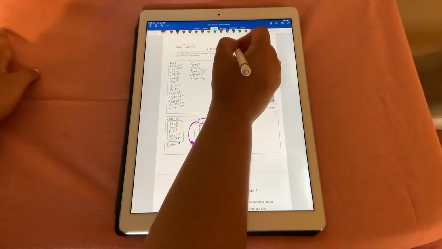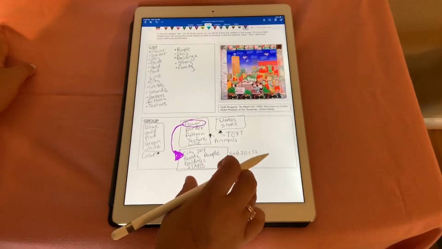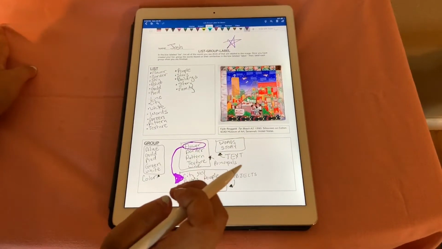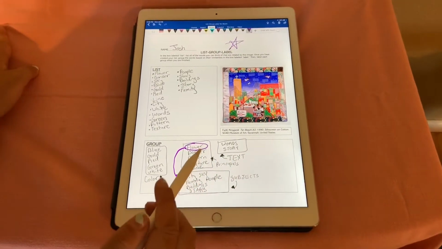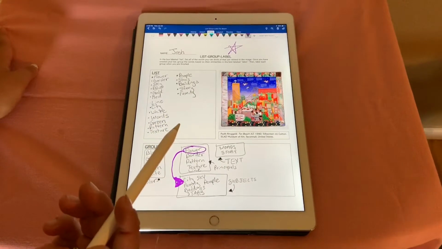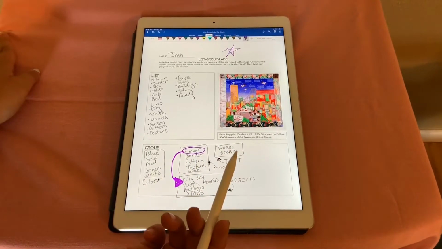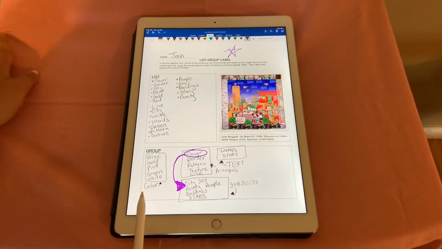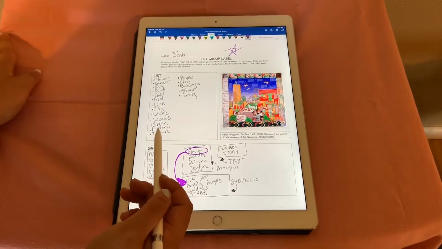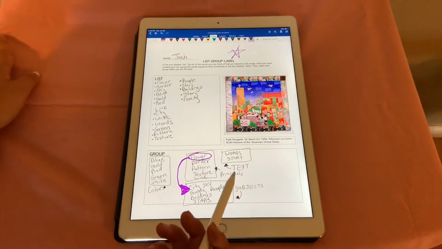So we'd go ahead and give him a star because he completed it and participated. With that, the student would be able to show what vocab they know. We can see he understands what color is, he knows what texture is, pattern, line, and he understands that those are all principles of design.